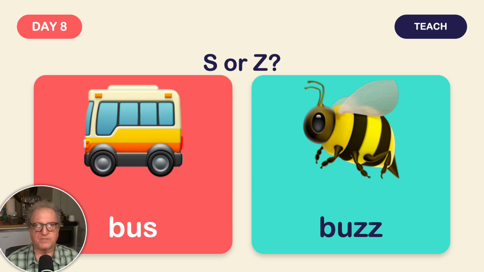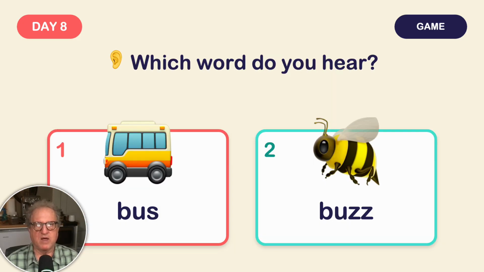Here we go. The one on the left is bus. That's the S sound. Say it with me. Bus. And the one on the right is buzz. Say it with me. Buzz. Yeah, that's the sound that a bee makes. Buzz. It's a word too. Okay, I'm going to say one word. You tell me what the word is. Is it number 1 or is it number 2?